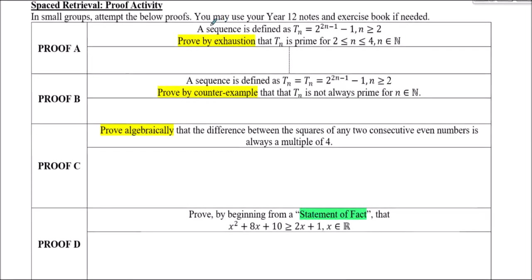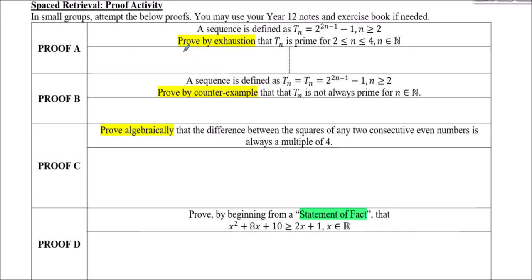So here's a summary of them anyway. Proof A, proof by exhaustion. Proof B, a very simple proof by counterexample. Proof C is a proof by deduction, which I've said we can also essentially say is an algebraic proof. And proof D, this is one where we're going to have to work backwards from a statement of fact. So the actual proof for this question might just simply be something like: prove for x any real number, x squared plus 8x plus 10 is at least as great as 2x plus 1.